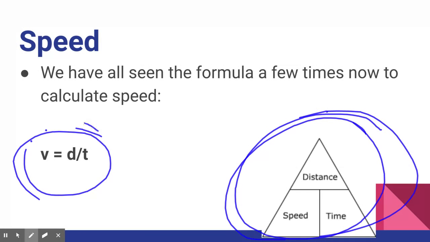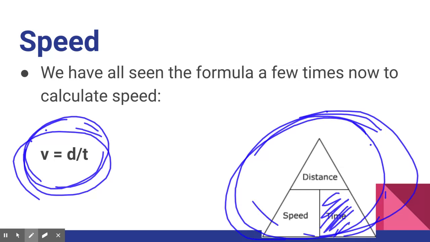Or let's say in that split instant, like on a quiz or a test or a homework assignment, you forgot what to do if you have speed and distance but you need to find time. You can go over to this triangle and find time by covering up time and seeing, oh, it's distance over speed. I've got to divide distance by the speed, okay?